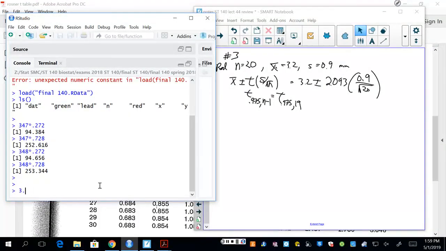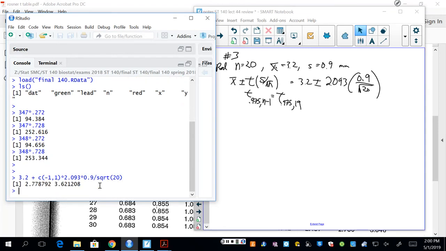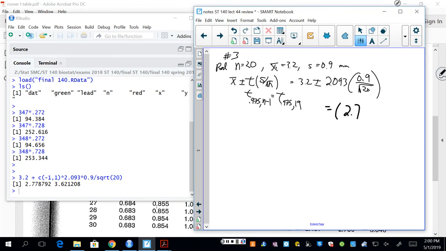3.2 plus, and then I can do kind of a minus and a plus. 2.093 times 0.9 over square root of 20, and I get 2.78 up to 3.62. That little plus-or-minus symbol with the -1 means to subtract on one side and add on the other. Multiply by -1 if you want to do it both times. Little shortcut. And so the interval is 2.78 up to 3.62 millimeters as an average.